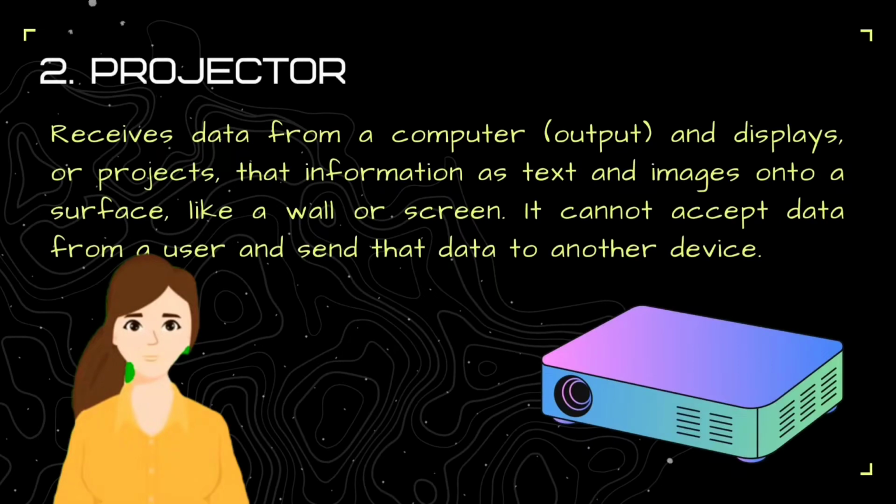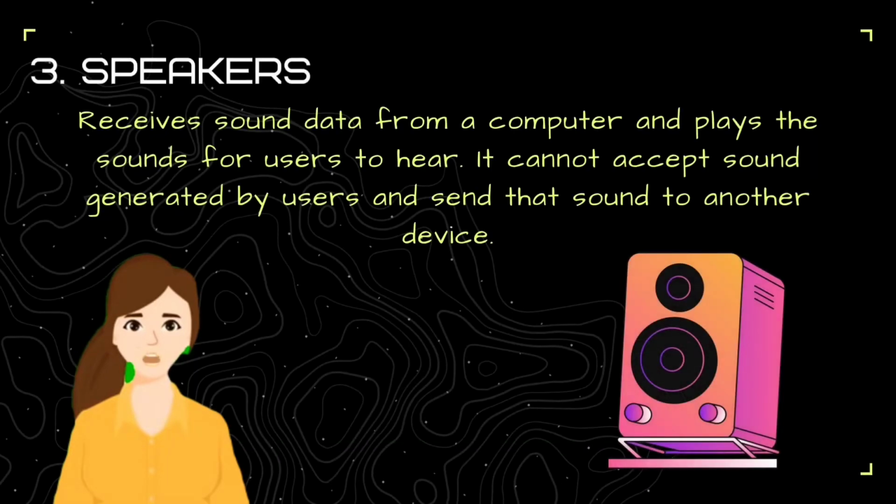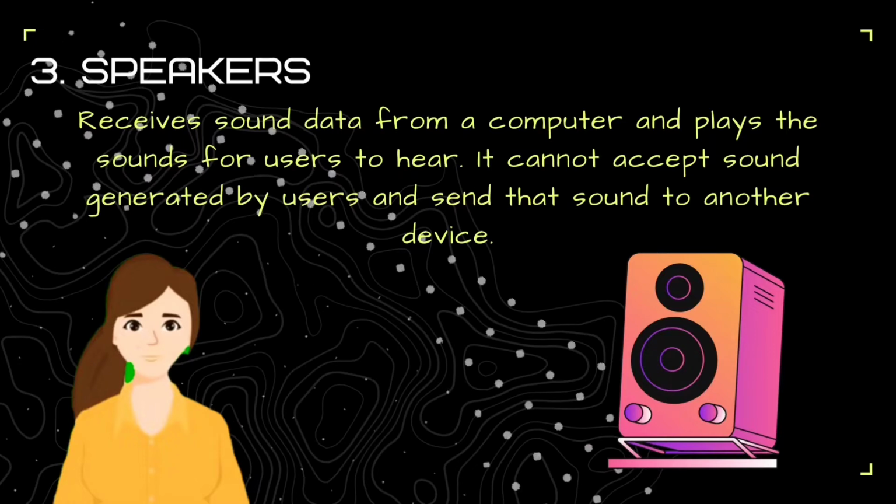Second is projector. It receives data from a computer and projects that information as text and images onto a surface, like a wall or screen. It cannot accept data from a user and send that data to another device. And third is speaker. It receives sound data from a computer and plays the sounds for the user to hear. It cannot accept sound generated by users and send that sound to another device.